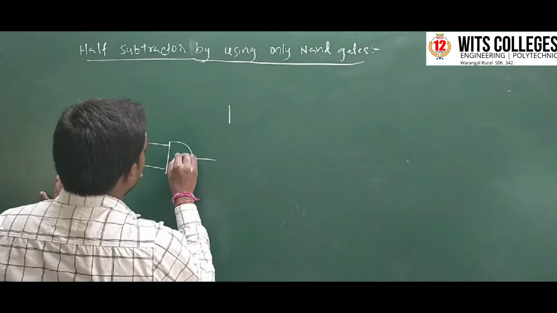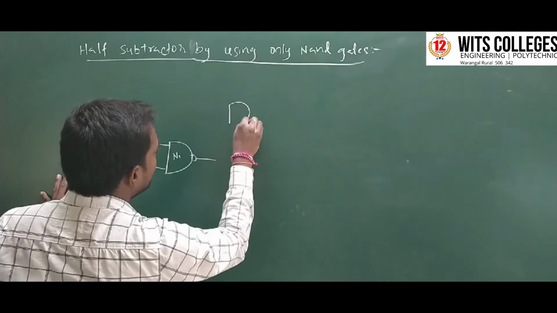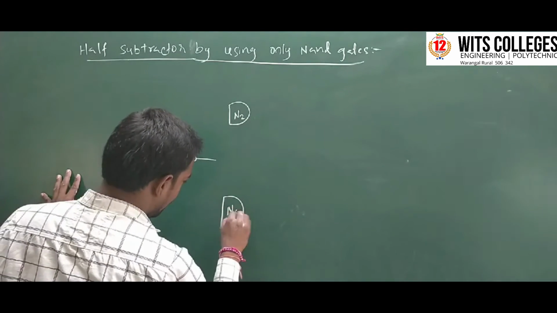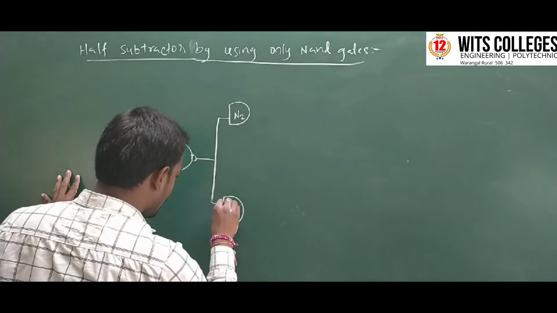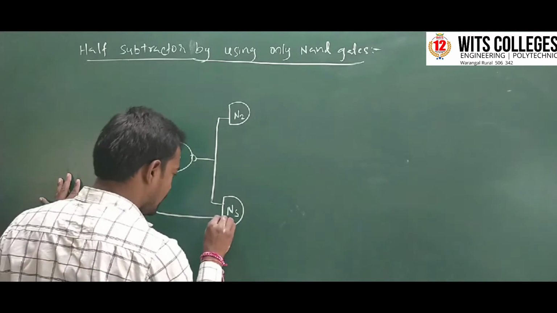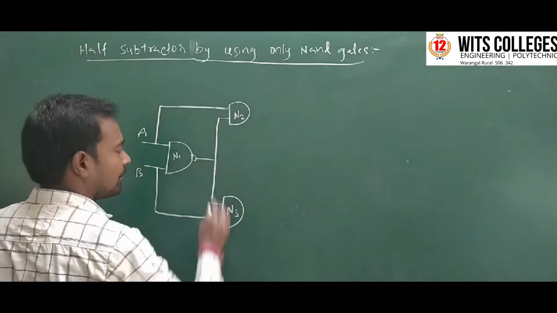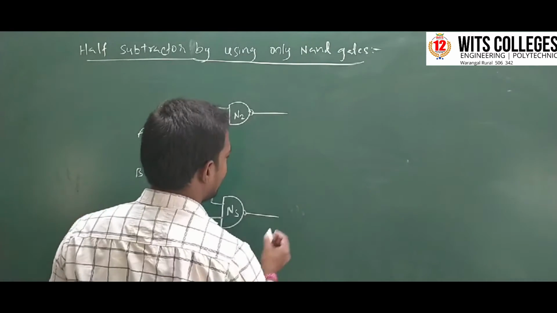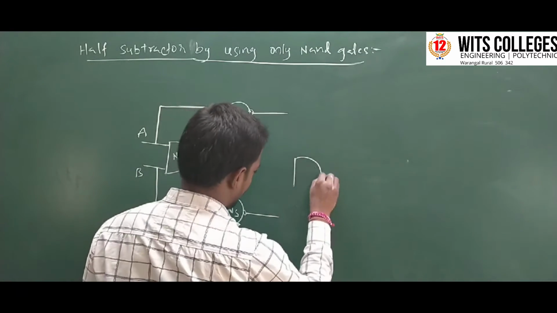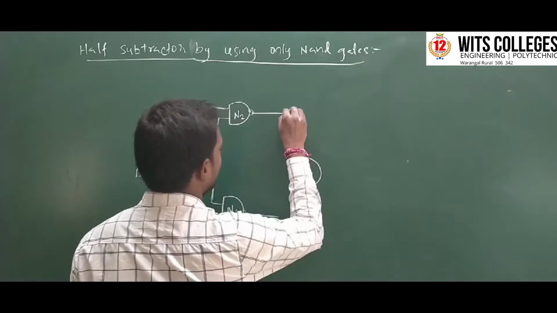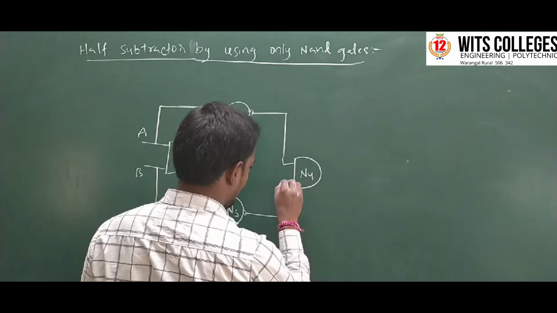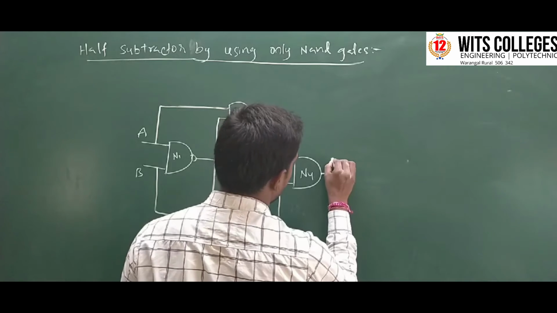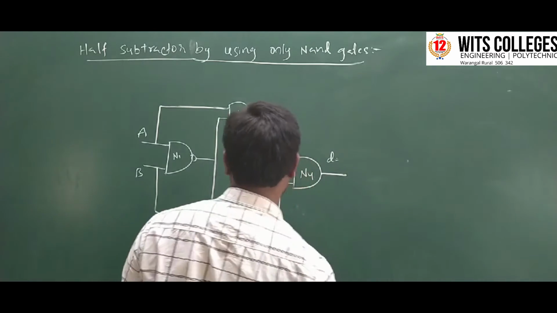And here this is NAND gate 1 and this is NAND gate 2, and here I am using NAND gate 3, and this output is connected to these two NAND gates' inputs. Okay, and here we have the complement output, and these two NAND gates' outputs are connected to NAND gate 4 here, and this will give the output of the NAND gate, that is output D. This will be the difference output.